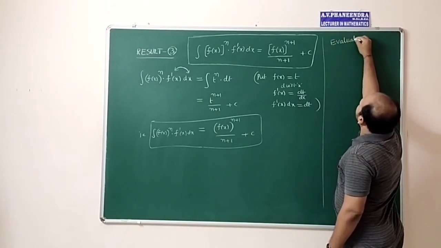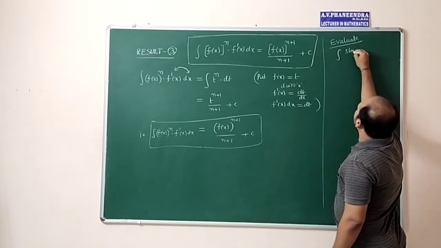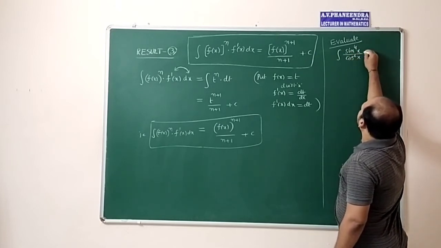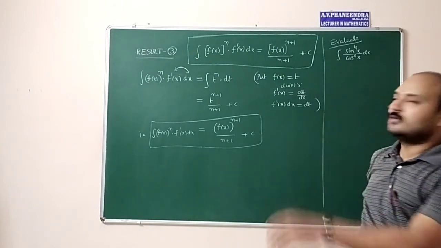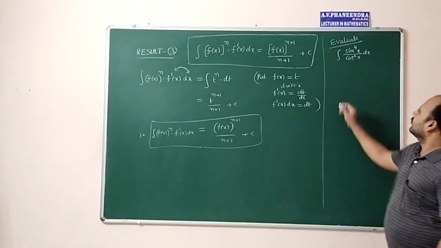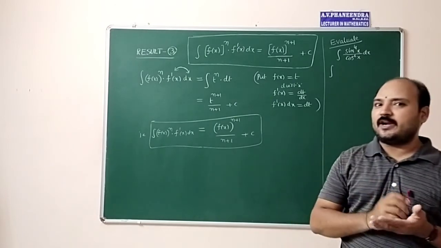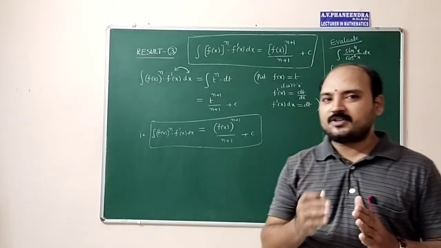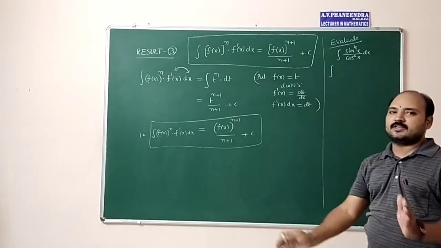Evaluate integral sin power 4x divided by cos power 6x into dx. So how, sir, is this question related to this one? The doubt will arise automatically, but we will do it. Here, the powers of sin and cos are not equal. What we have to do? First, make both the powers of sin and cos equal, and the rest of the terms we can write as a multiple.